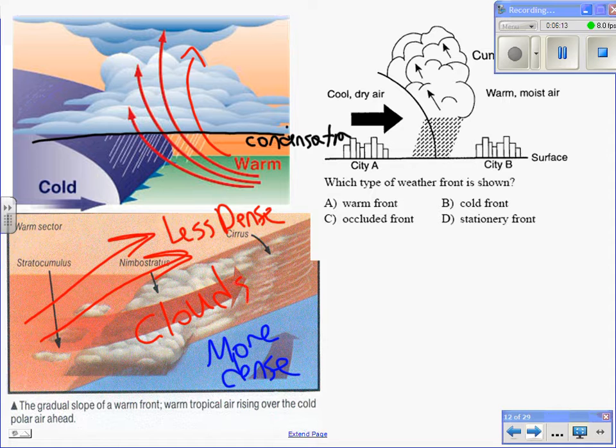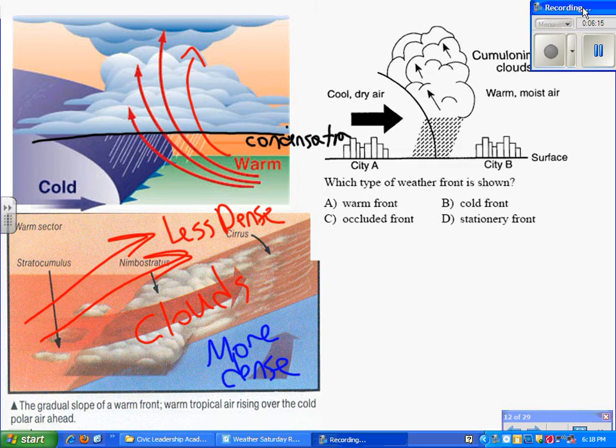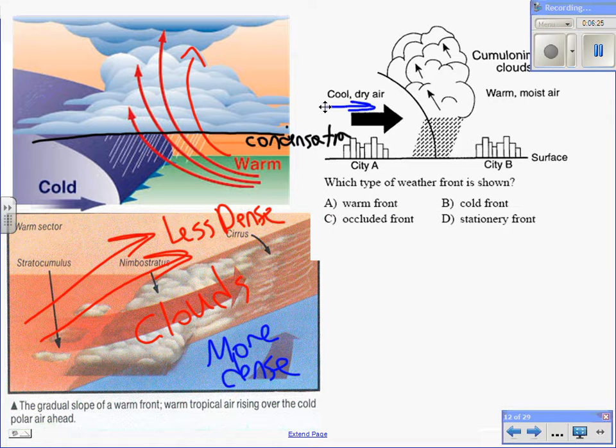Okay, so here's a typical Regents question that they tend to ask from time to time. And here are the clues. You have cool, dry air that's advancing. And you have warm, moist air. And look what's forming. You have the formation of clouds. So clouds are forming and the air is rising. So you have cloud formation, and at the same time, we are experiencing precipitation or rain.